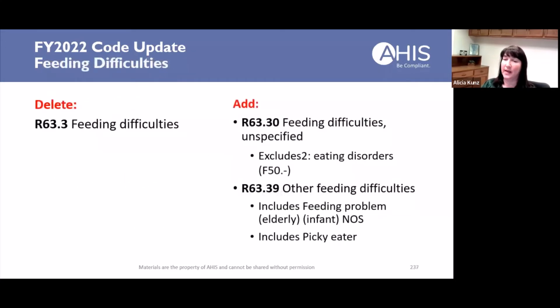Feeding difficulties has been expanded from 4 characters to 5. We always talk about code expansion. We were talking about that placeholder X yesterday and why they use that. Codes can be expanded. You have these little 3 and 4 character codes, and now we're able to expand it as time goes on and give us more specificity. So you can see here, R63.30 is for unspecified feeding difficulties, and then R63.39 would be other feeding difficulties.